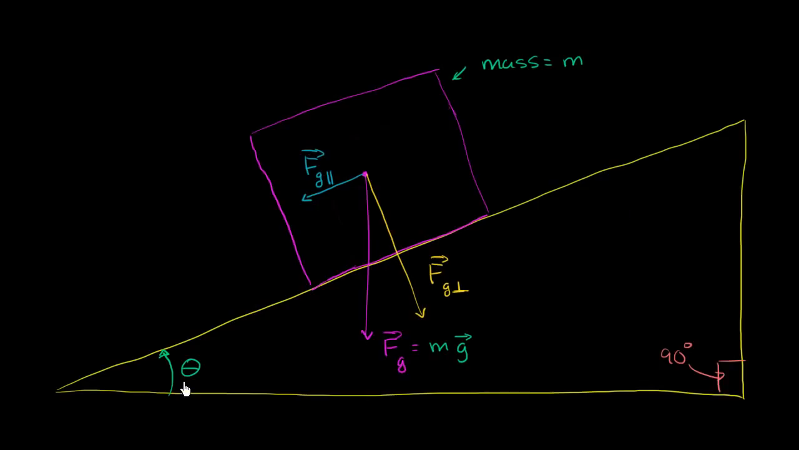Or if this is theta, this angle right over here is going to be 90 minus theta. Now, the other thing that you may or may not remember from geometry class is if I have two parallel lines, and then I have a transversal, so I'm going to assume this line is parallel to this line, and then I have a transversal. So let's say I have a line that goes like this.